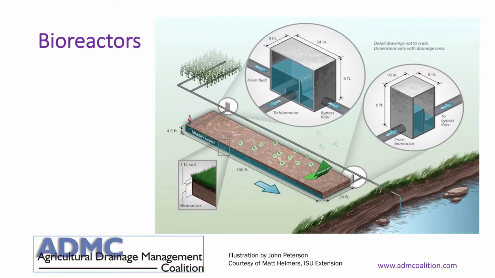Moving on to bioreactors. So bioreactors is another edge of field practice where we tap into that field tile and we divert a portion of that flow to an underground bed of wood chips. So those wood chips are really just that carbon source that spurs denitrification. So microbes colonize the wood chips, and then they use that nitrate for respiration to process that carbon, and so it removes nitrogen as N2 gas, so it just releases it back to the atmosphere.